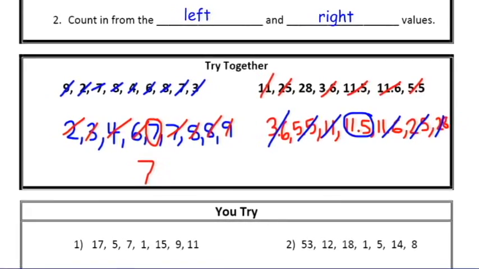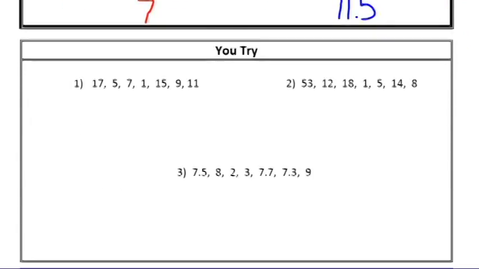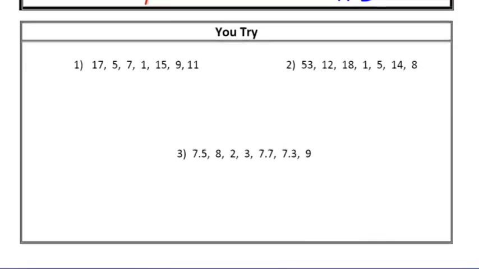All right, on your own, try 1 through 3. Show your work. Write the numbers in numeric order. Cross out as you go. Give me an answer. We cannot give you credit if you do not show your work. Press pause. When you have answers, come on back. All right, the answer to number 1 should be 9. The answer to number 2 should be 12. The answer to number 3 should be 7.5.